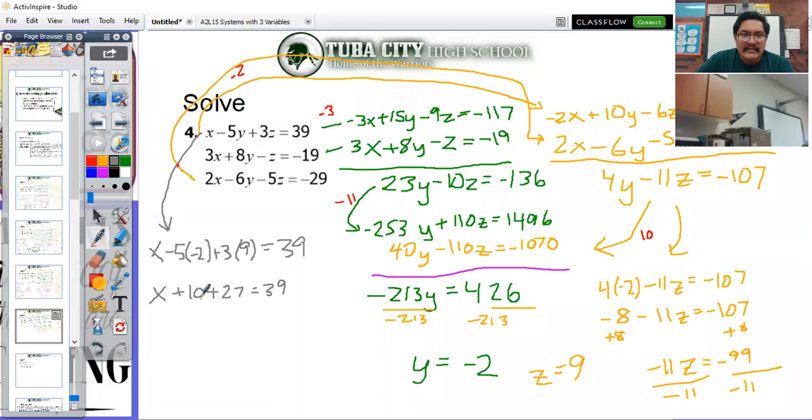Now let's see, in this case I have both of these on the same side, so I'm just going to combine them. So that'd be 37 equals 39. And if I ask you what number can I add to 37 to get 39, almost everybody without missing a beat is going to say 2, because 2 plus 37 equals 39. So there we go. We got all the points that we need for the ordered triple. So we just got to put them in alphabetical order. So 2, negative 2, and 9.